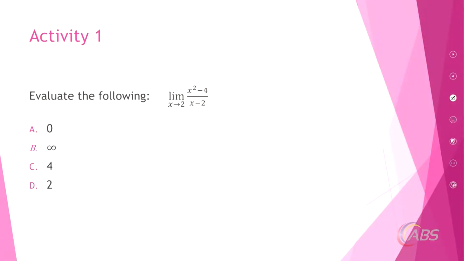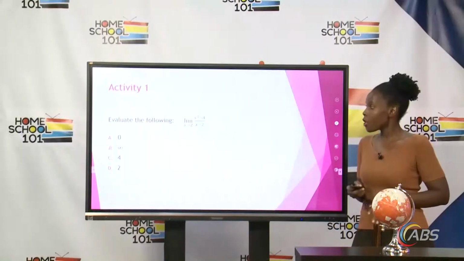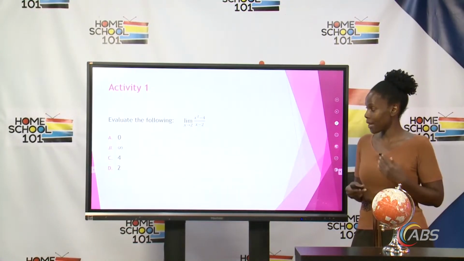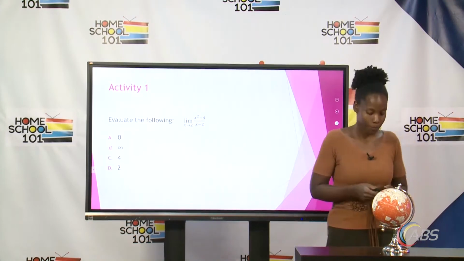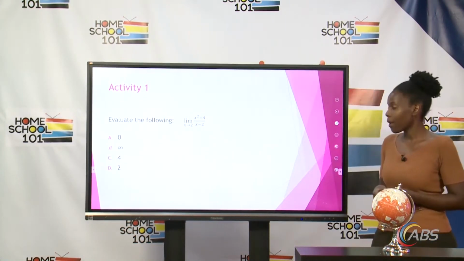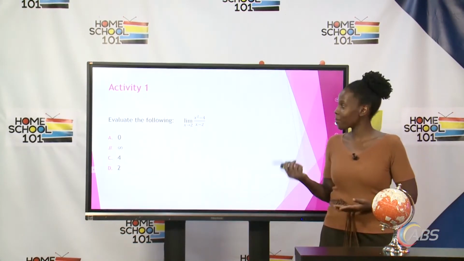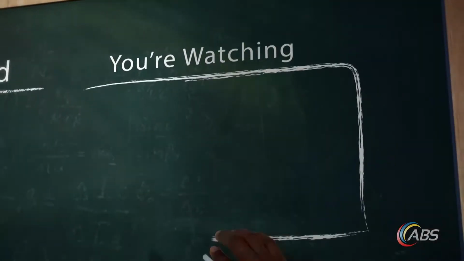So I have an activity here for you to attempt. It states evaluate the following, the limit of x squared minus 4 divided by x minus 2 as x tends to 2. So go through, evaluate this question, and determine which of these is the correct answer. We will take a break while you make an attempt at the question.